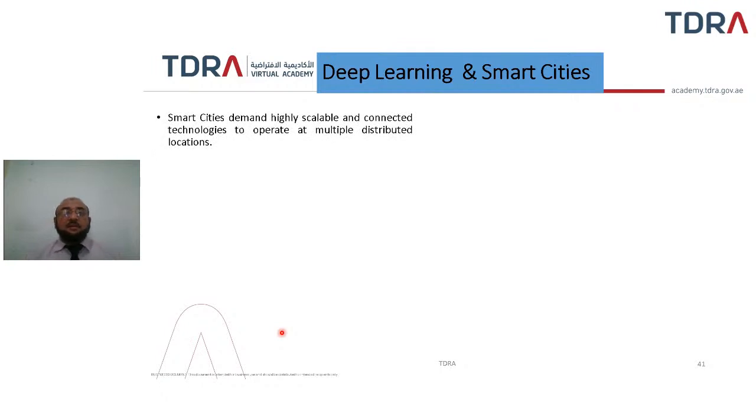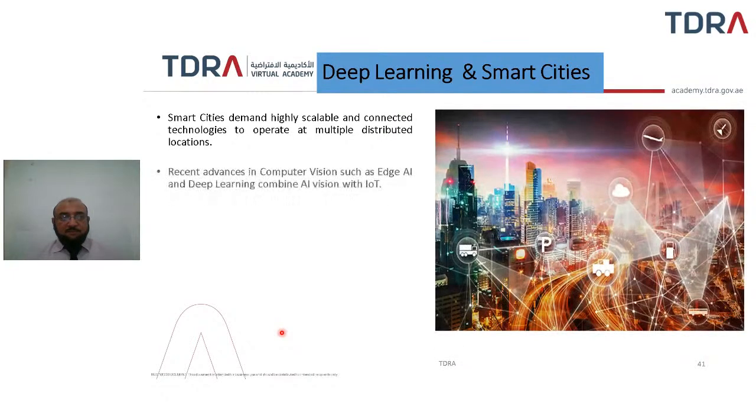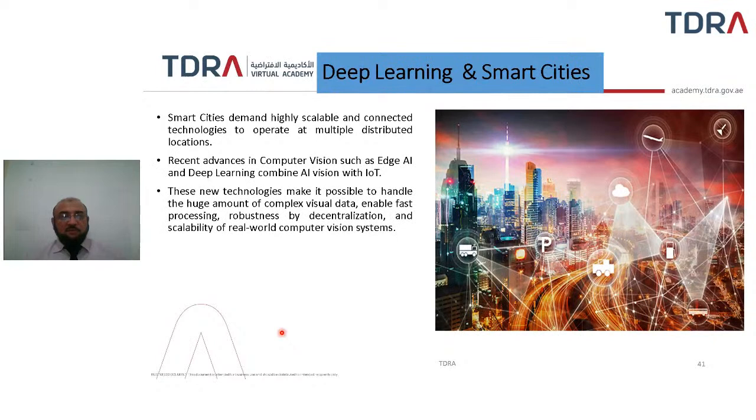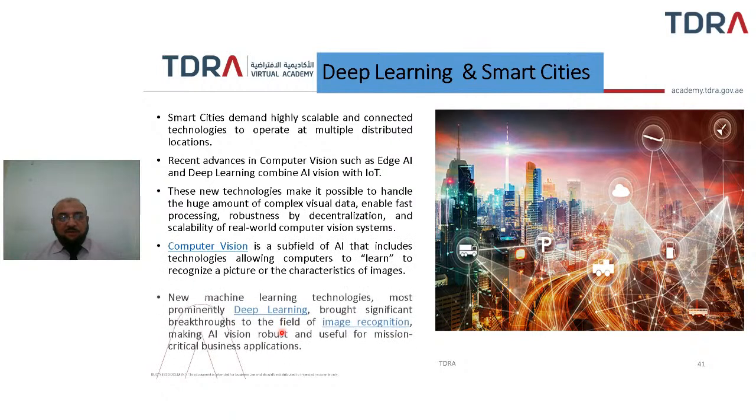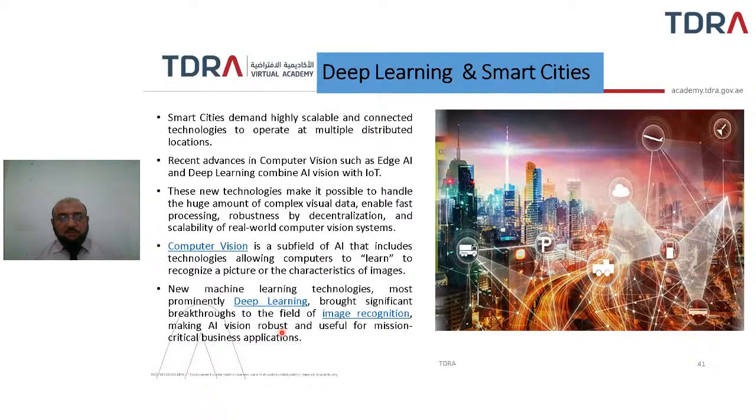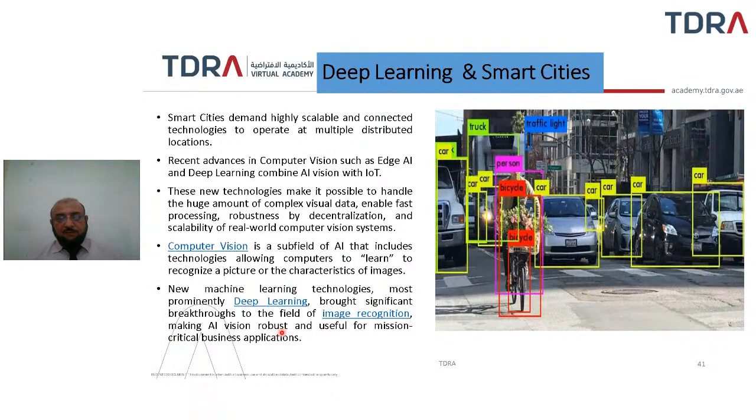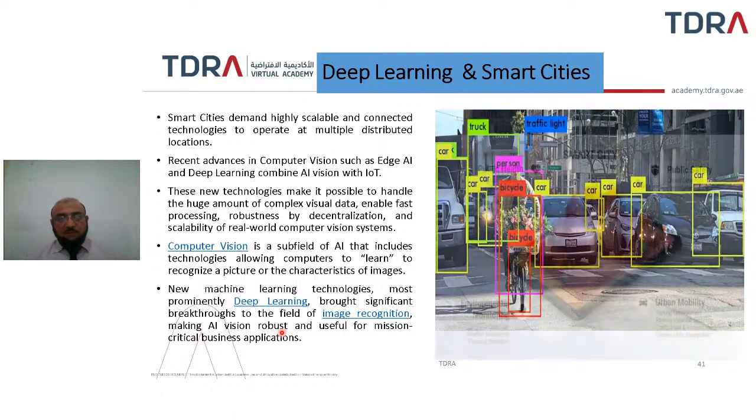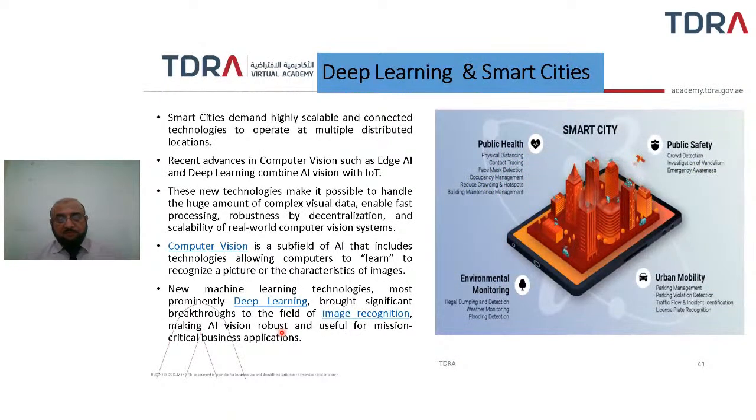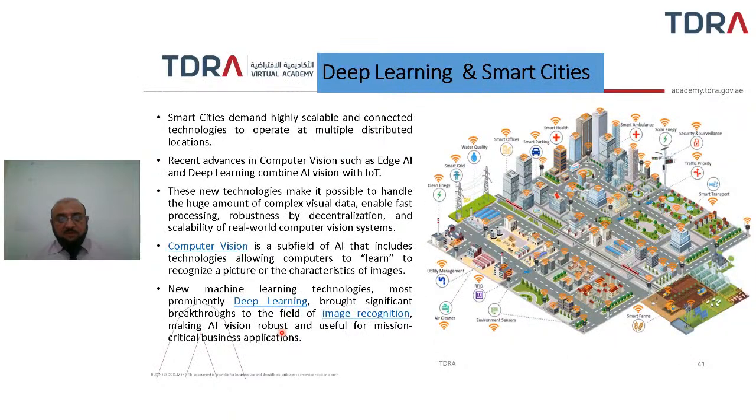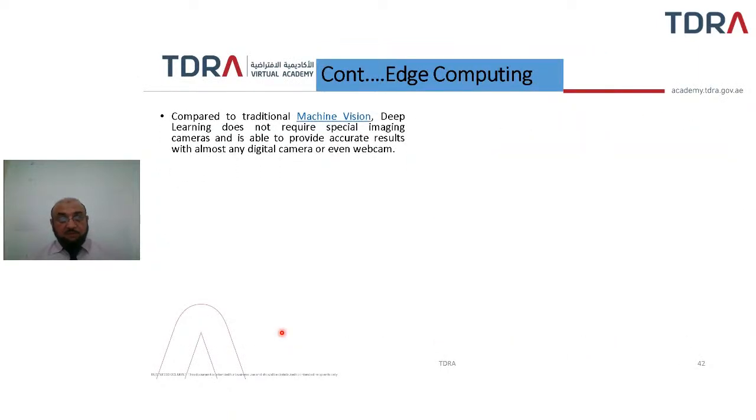Then deep learning and smart cities. Deep learning is highly used in smart cities. Recent advancements in computer vision, such as edge AI and deep learning, combine AI vision with the IoT and are used in smart cities. Now we will discuss computer vision, where we can have different applications with deep learning. For example, we'll now discuss edge computing.